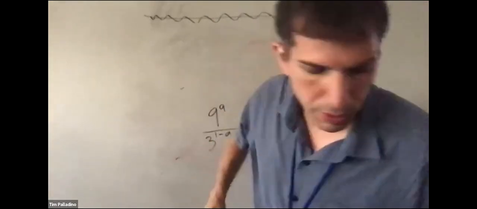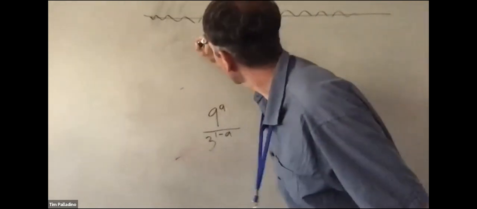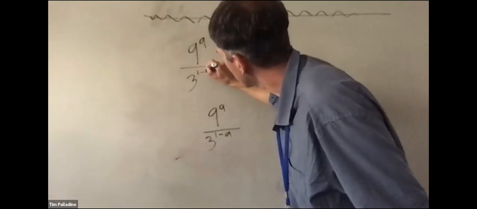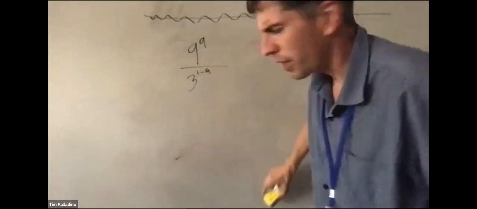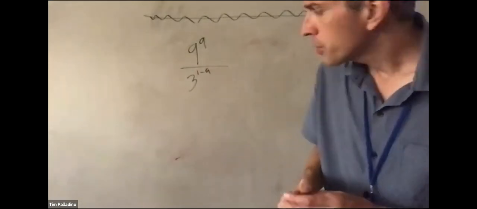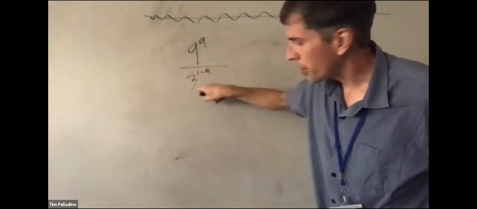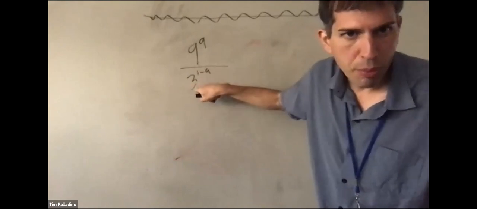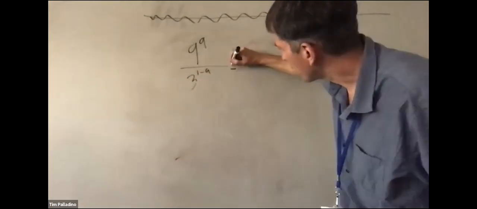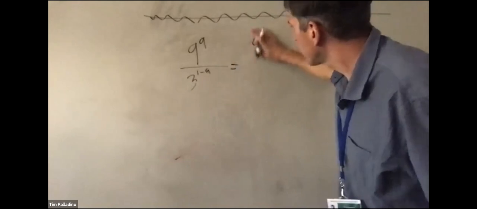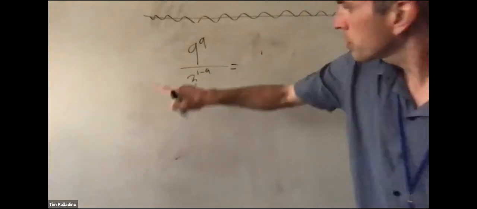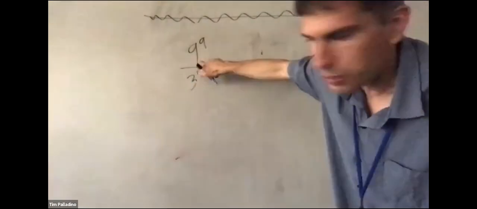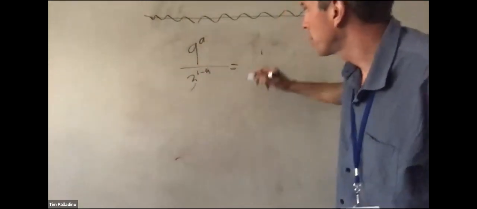I'm going to write this one up here so it's easier to see. So 9 to the a, divided by 3 to the 1 minus a. I'm just rewriting this. And this one says simplify. First, I just want to look at this. I'm going to rewrite this bottom term a couple of ways.